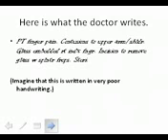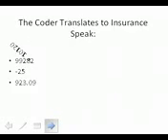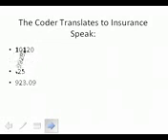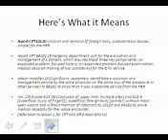The coder can translate this into a series of codes. 10120, 99282, -25, 923.09. This might not mean a lot to you and me, but here's what it means to our insurance company. The coder reported CPT 10120 to show that there was an incision and removal of foreign body of subcutaneous tissues that was simple for the foreign body removal.